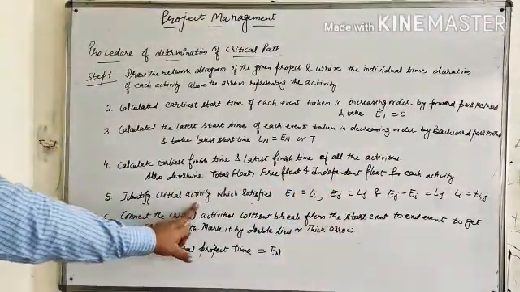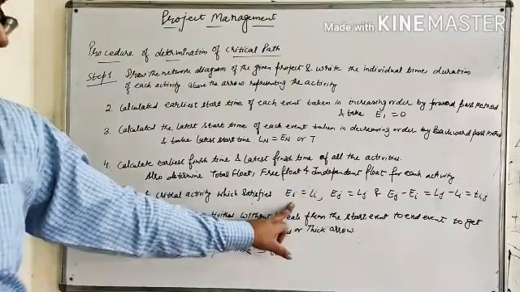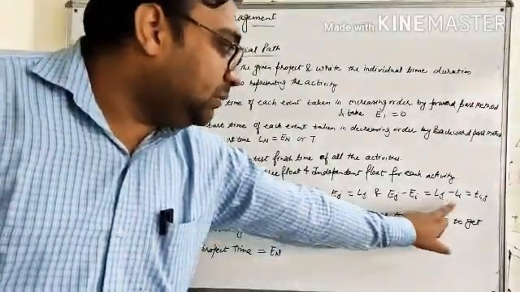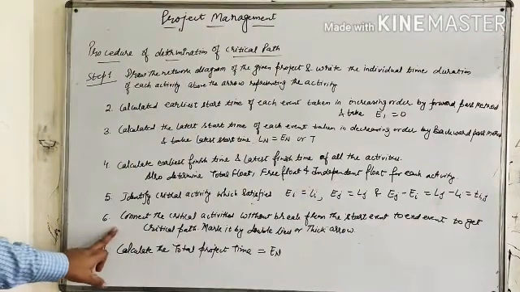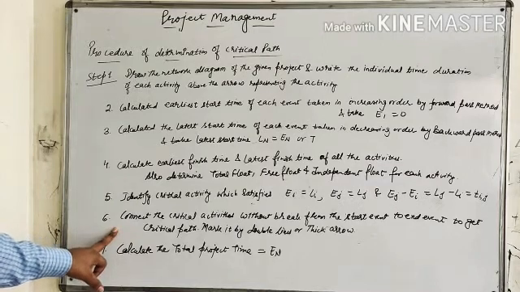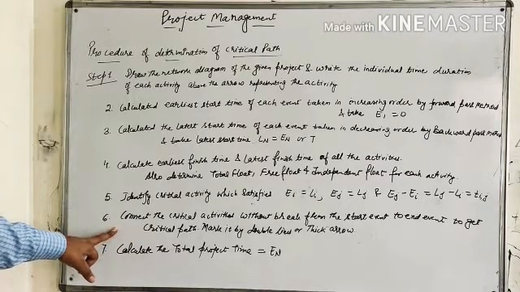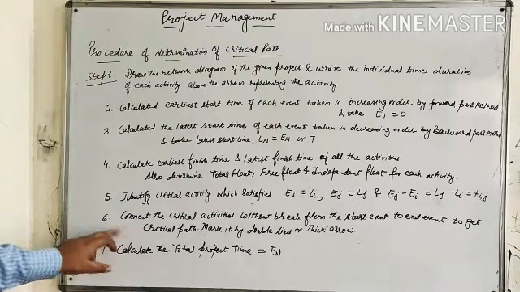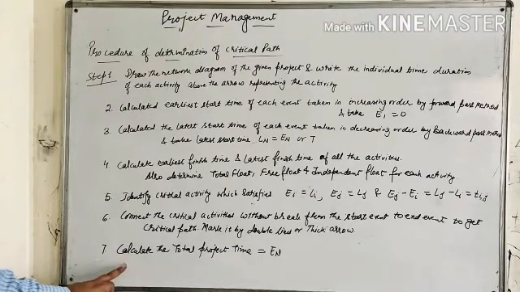Then identify the critical activity which satisfies the three conditions: Ei equals Li, Ej equals Lj, and Ej minus Ei equals Lj minus Li, which equals Tij. Connect the critical activities without break from the start event to the end event to get the critical path, and mark it by double lines or thick arrows so that we can identify that this is the critical path of the given activities. Then calculate the total project time, which equals En, where capital N is the last event. Here we have to note that the slack of each node on the critical path is always 0.